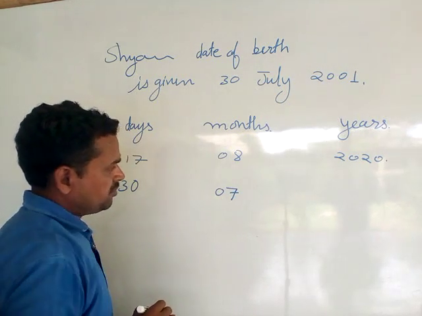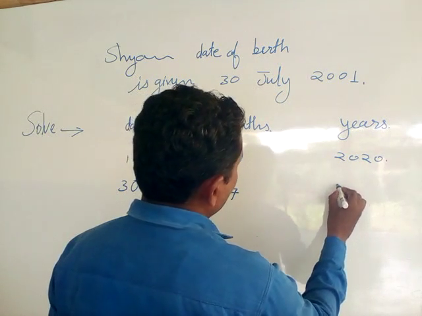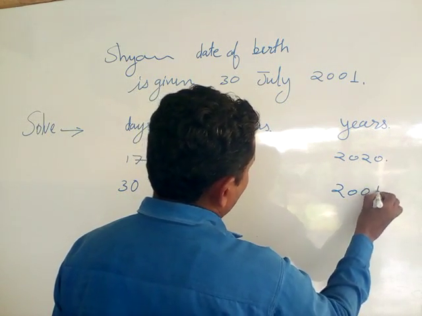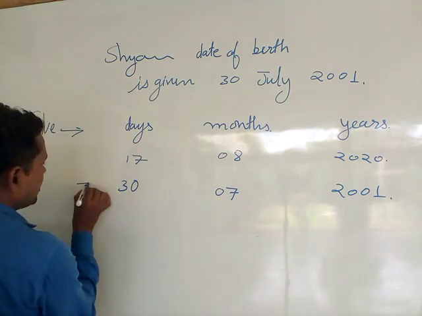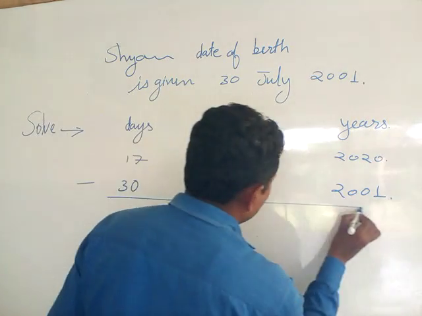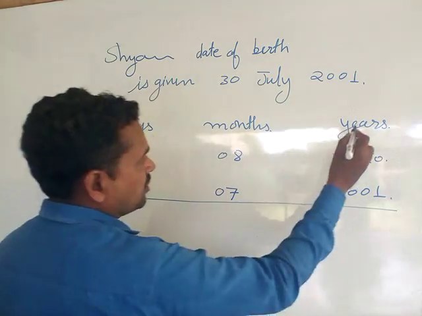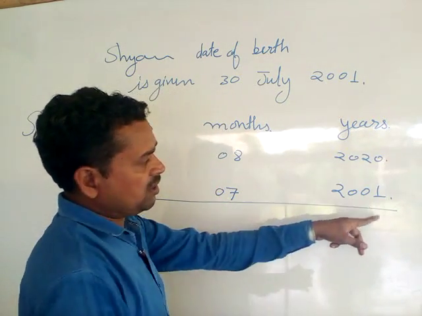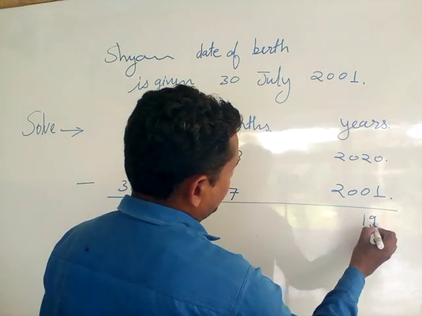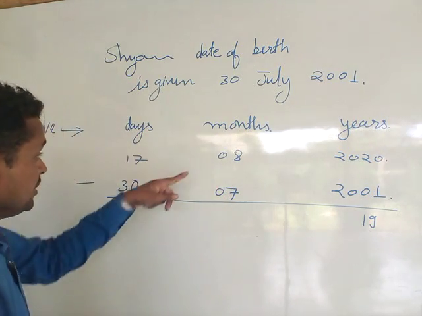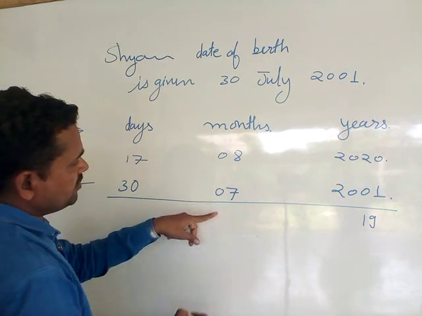You can put here, and here you can put 2001. So we can deduct this number from the present date. Okay, so we deduct 20 minus 1, which is equal to 19 years. 8 minus 7 is equal to 1.